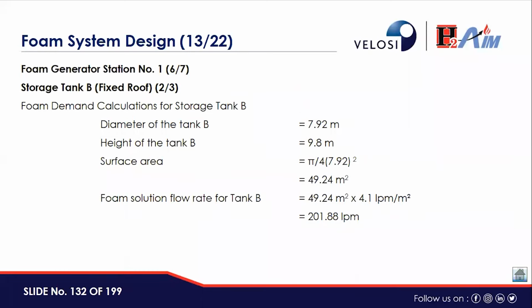Diameter of tank B was 7.92 meters. Height of the tank was 9.8 meters. Surface area we calculated as 49.24 square meters. So the foam solution flow rate for tank B will be area times 4.1. We come to know that it is 201.88 LPM.